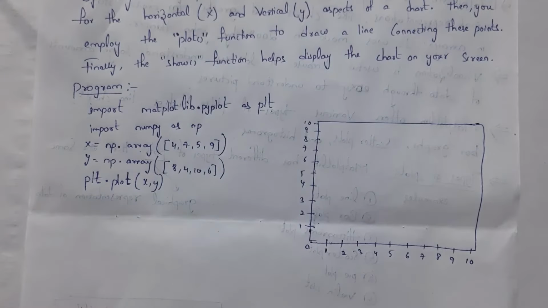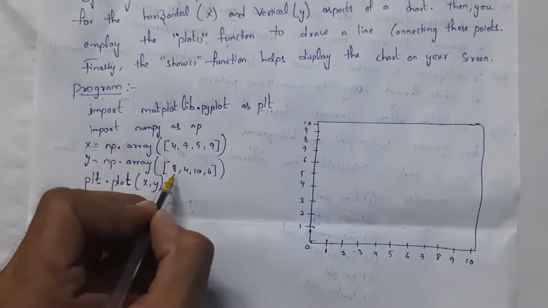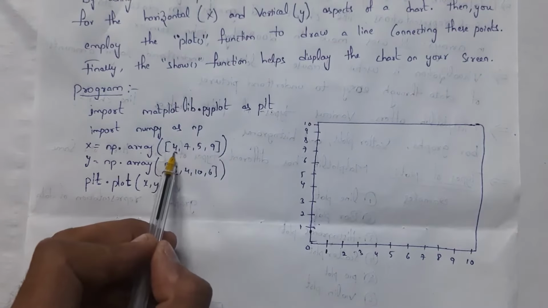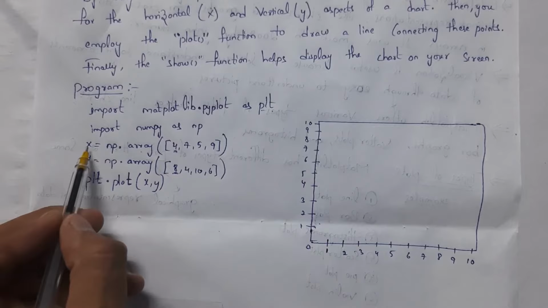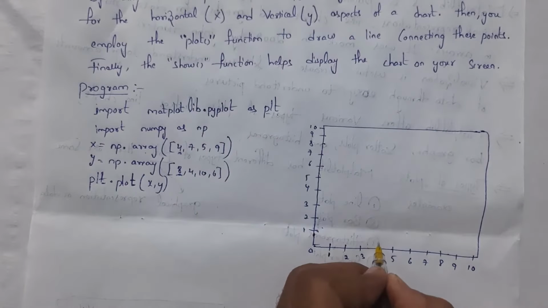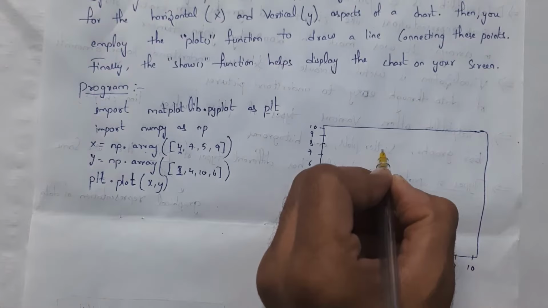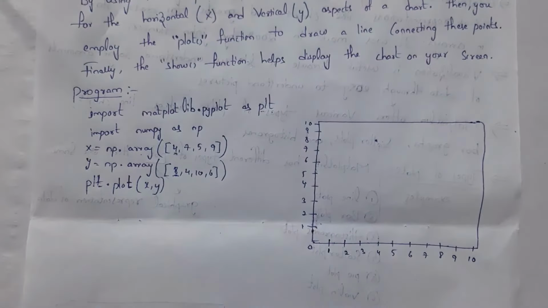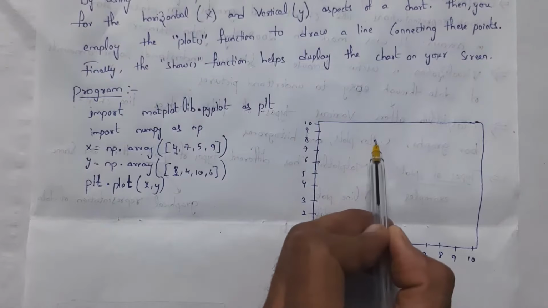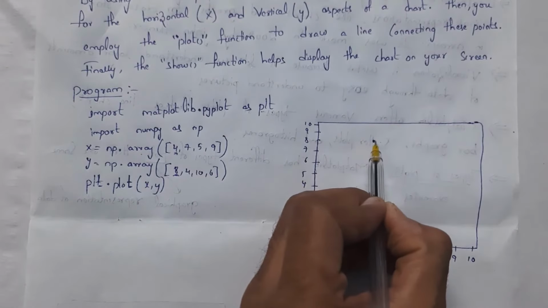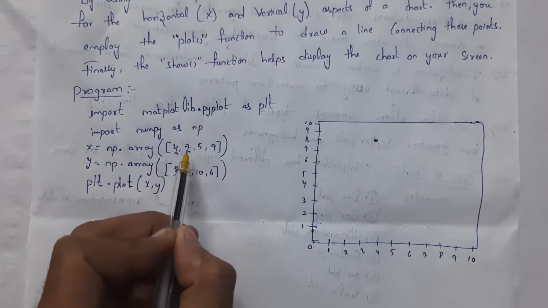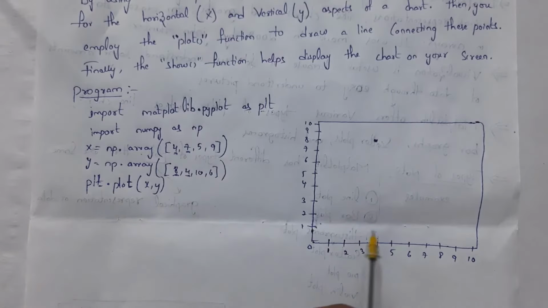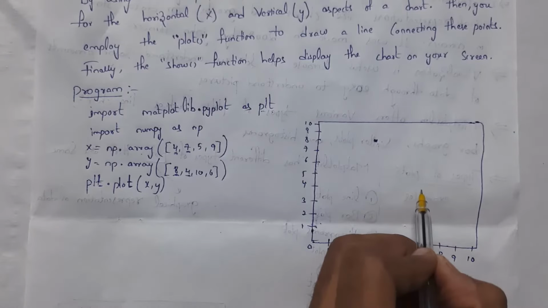Now in this array, we need to consider the first x value and first y value. Here the first x value is 4. So it is considered as x axis, and the next y value is 8. It is considered as y axis. So x axis value is 4 and y axis value is 8. So it will create one point, and the next two values are 7 and 4. So x axis is 7 and y axis is 4. It will create one point here.